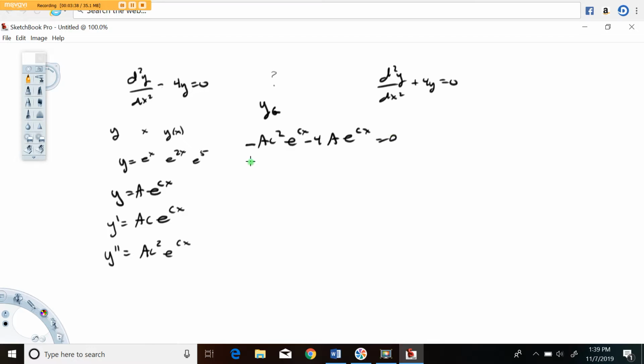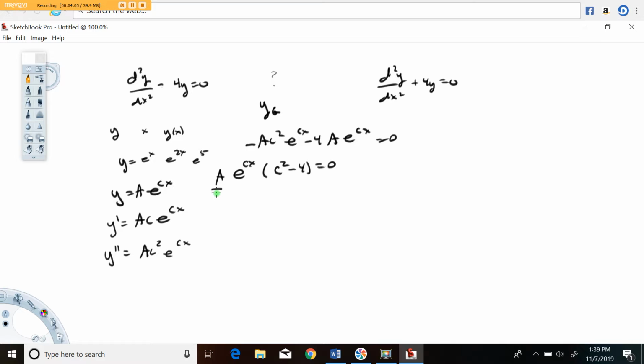Now, you'll notice that we can factor some stuff out here. We can factor an e to the cx out. We can factor that a out. And what we're left with here is c squared minus 4 equals 0. Now, it looks like this equation is working. In fact, it is. Let's go through some possibilities here now. We've got the product of three things equaling 0.